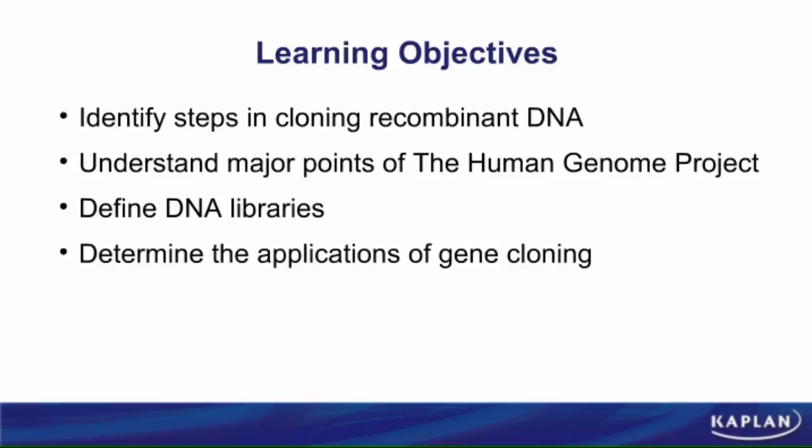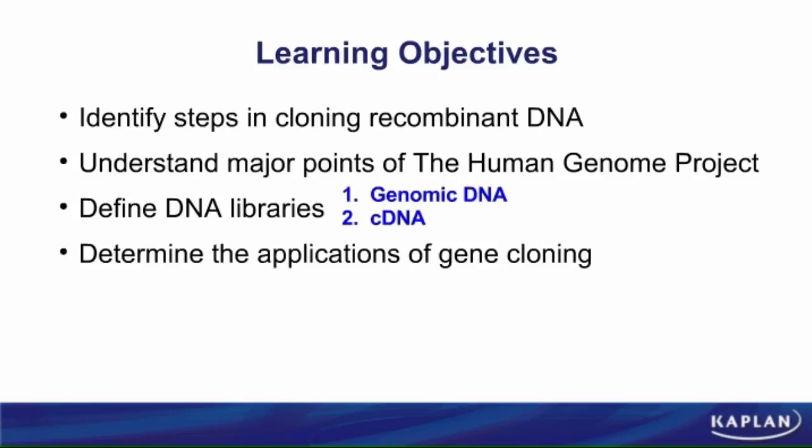We'll also define DNA libraries. Now, there are 2 kinds of DNA libraries we'll review in Chapter 6. We'll talk about genomic DNA libraries. We'll talk about what that means. The other one is cDNA libraries. We'll talk about the advantages and disadvantages of each of these, the genomic DNA library versus the cDNA library.